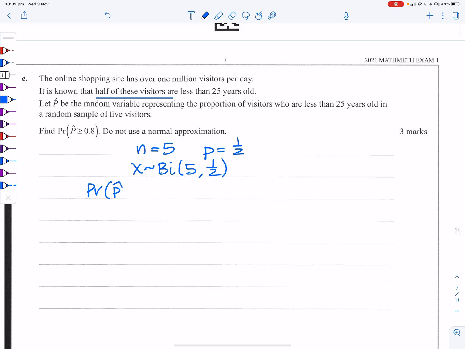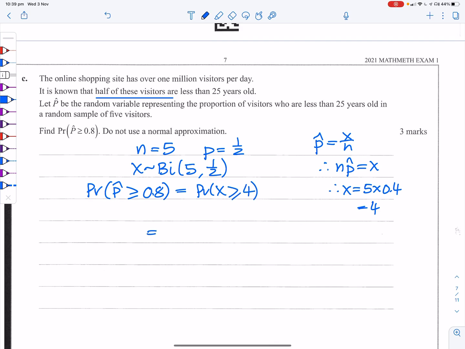We want the probability that P hat is greater than or equal to 0.8. We know that P hat is equal to X over N, so N times P hat is equal to X. So X is equal to 5 times 0.8, which is 4. So this is the same as the probability that X is greater than or equal to 4. Now with the binomial distribution, we've got 5 choose 4, a half to the 4, a half to the 1, plus 5 choose 5, a half to the 5, a half to the 0.